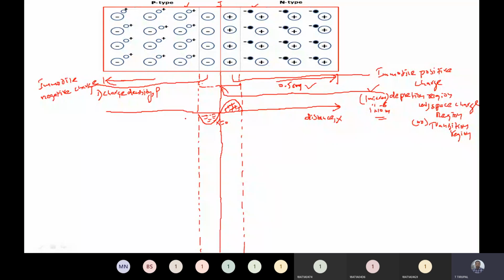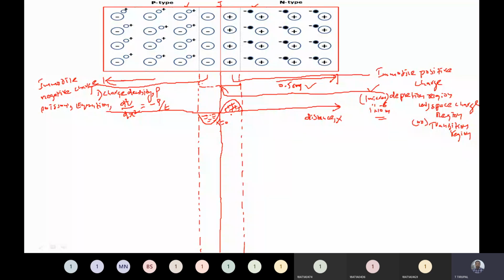And this charge density is given by a mathematical equation called Poisson's equation. Very important. It is given by d square v by dx square is equal to minus rho by epsilon. That is called Poisson's equation. Okay. Now, this is regarding charge density and its mathematical representation.